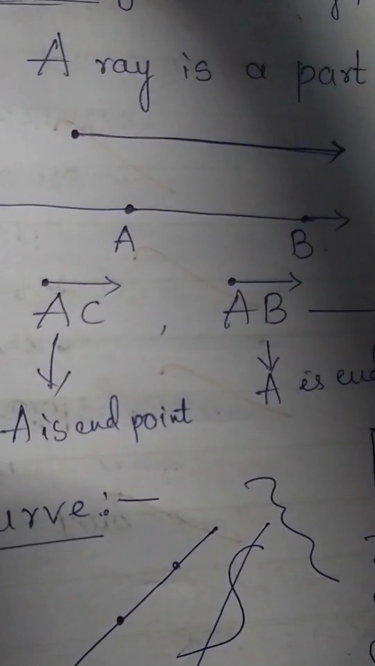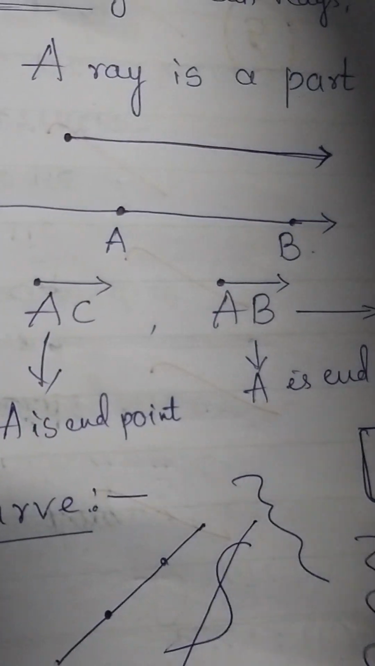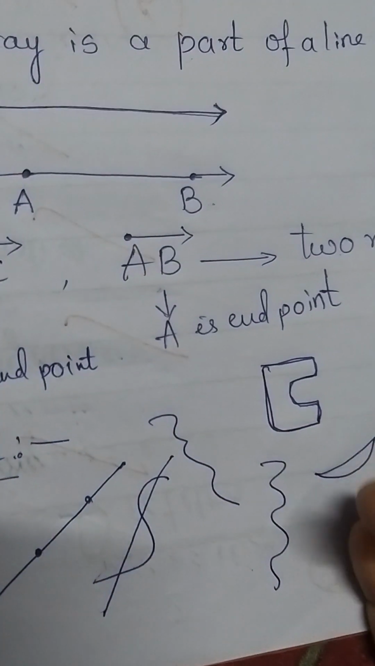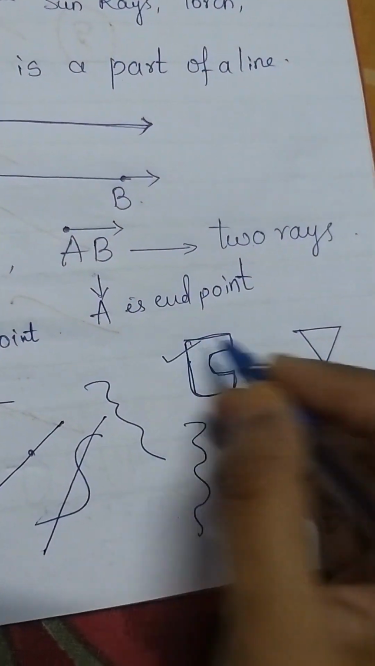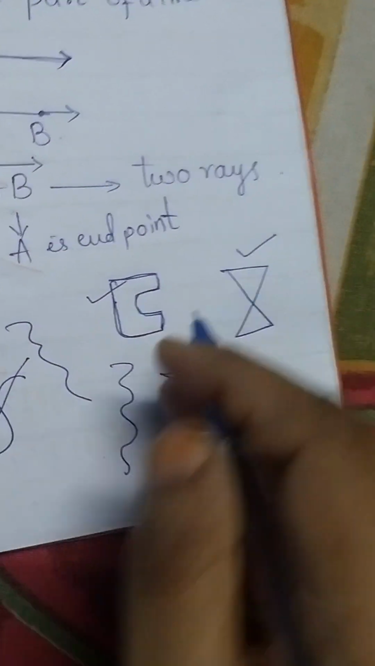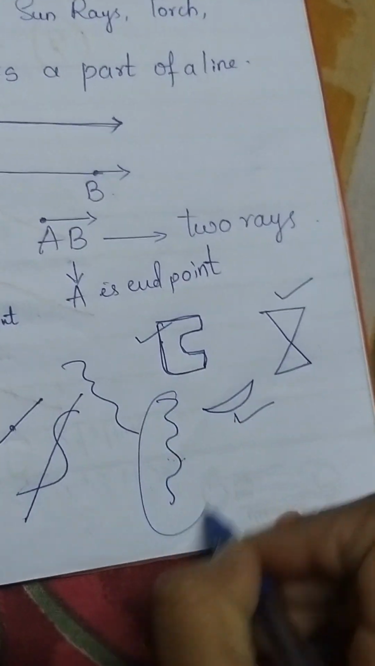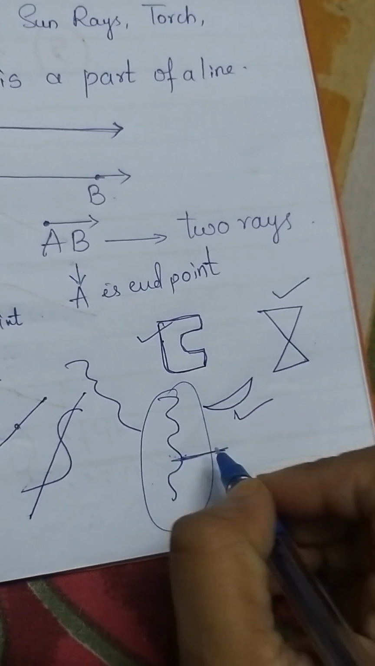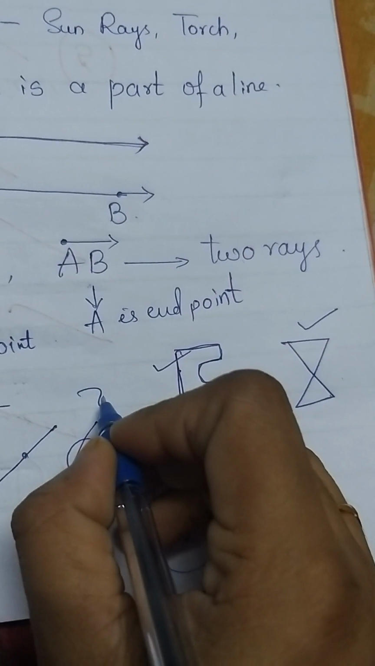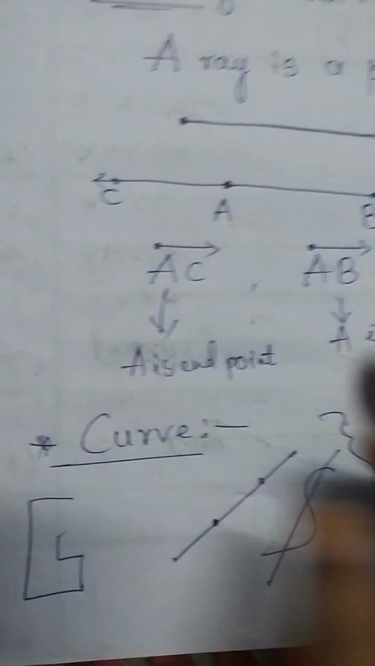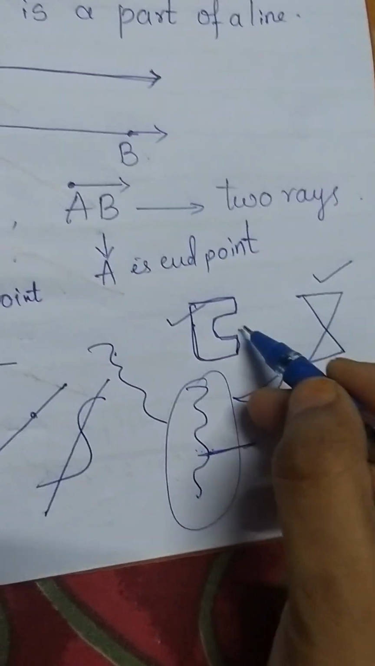Then what is the difference between them? A closed curve and an open curve. This is a closed curve, and this is a closed curve. This is also closed. This is an open curve. This figure is open, and this is also open. And like this we draw. This is open, but this is closed.